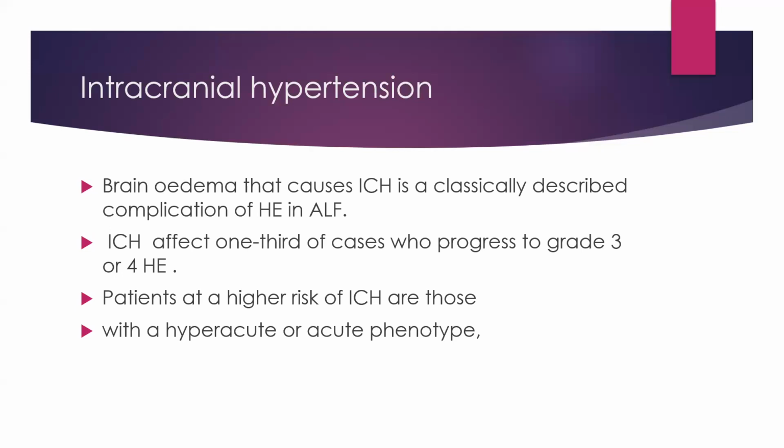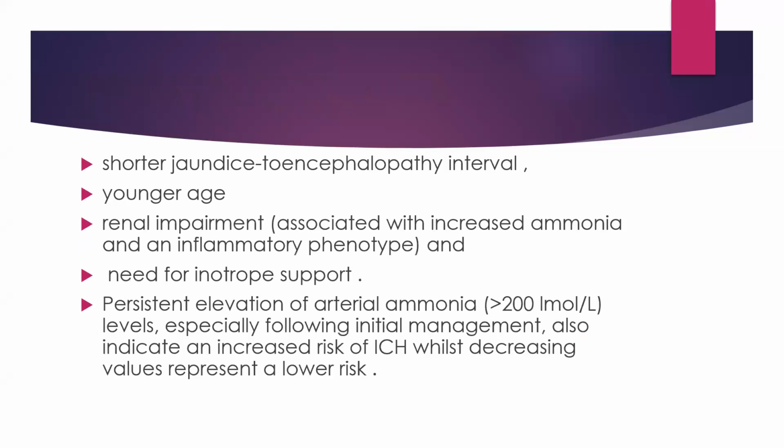Now, intracranial hypertension. Brain edema that causes intracranial hypertension is a classically described complication of hepatic encephalopathy. ICH affects one-third of cases which progress to grade 3 or 4. Patients at risk of ICH are those with hyperacute or acute phenotype, shorter jaundice to encephalopathy interval, younger age, and renal impairment associated with increased ammonia and inflammatory phenotype. Increased need of inotropic support and persistent elevation of the arterial ammonia level, especially following initial management, also indicate an increased risk of ICH, while decreasing values represent a lower risk.